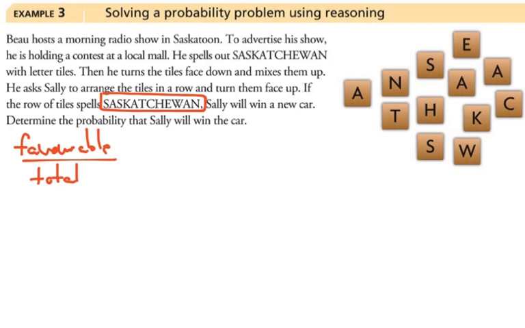So I'm going to look here. We have two S's that could actually show up in either spot. So right now, there's two possible ways of spelling Saskatchewan. Actually, 2 factorial. We also have 1, 2, 3 A's that show up in the spelling. So that gives us 3 factorial.